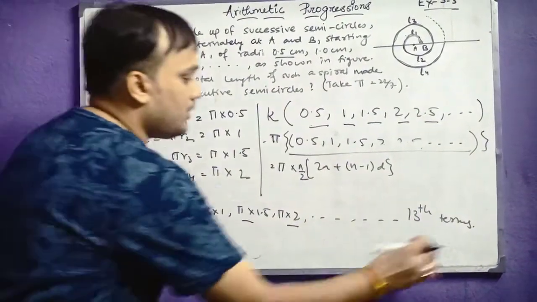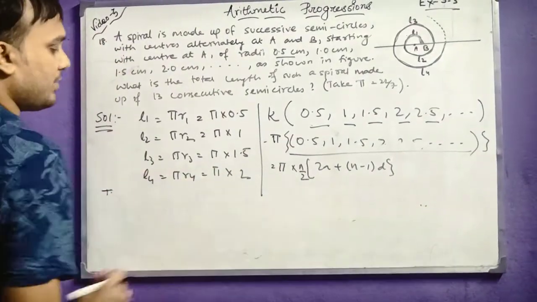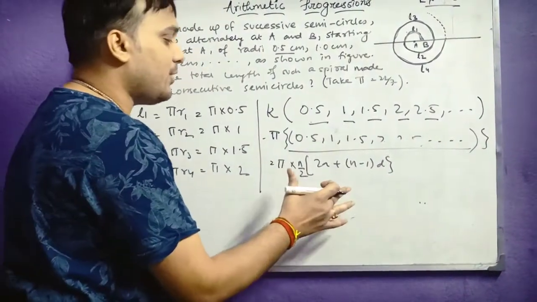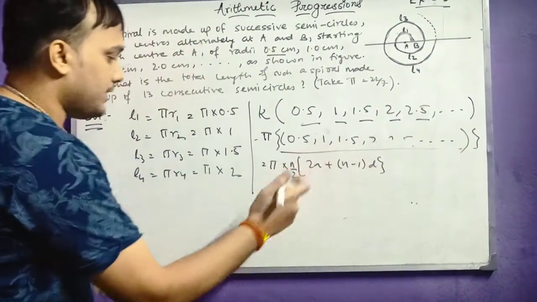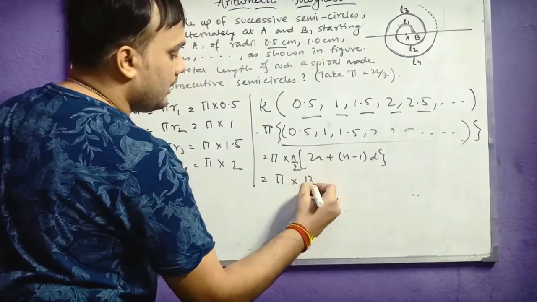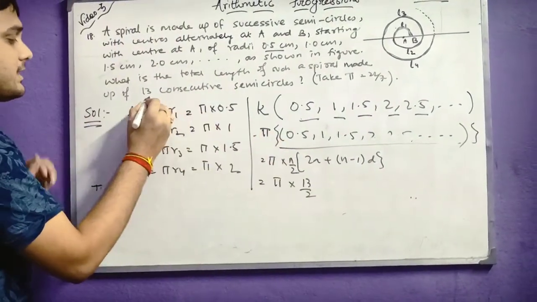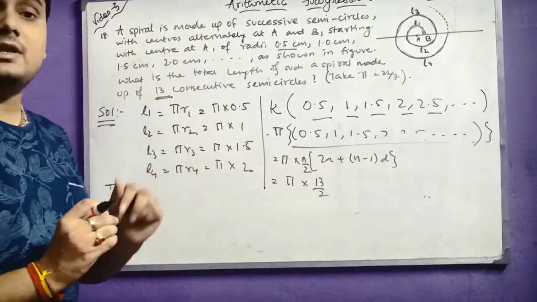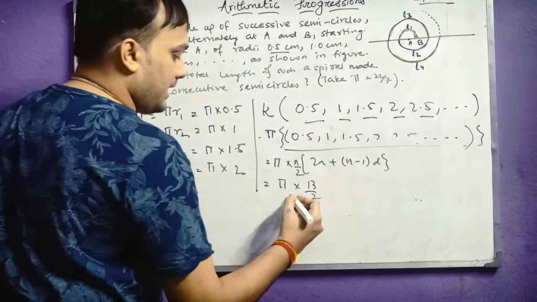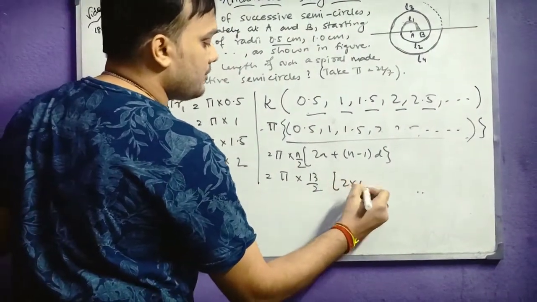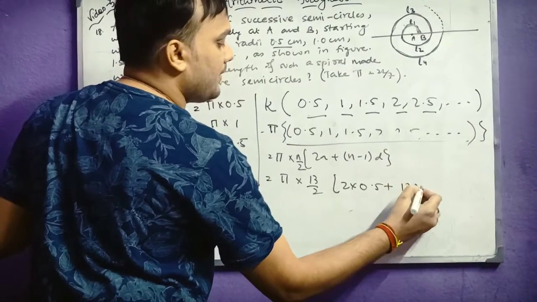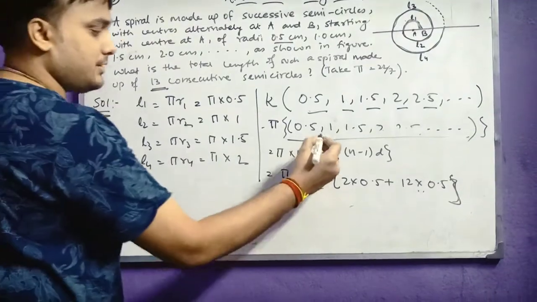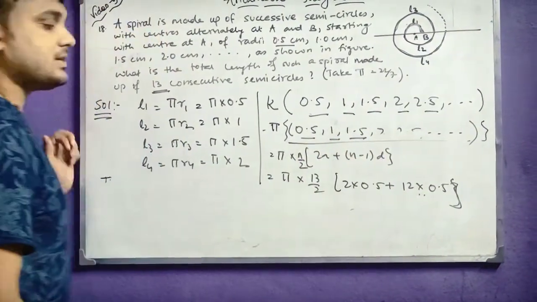So the total length will be how much? I have taken pi common, let the pi be outside only, and let us apply the formula of AP in this sequence. So it will be equal to pi into 13 by 2, because in the question it is already said that we require to find the total length of 13 consecutive semicircles. So pi into 13 by 2, 2 into 0.5 plus 12 into 0.5. Why? Because the d is 0.5. You can see the difference between every successive term is 0.5.